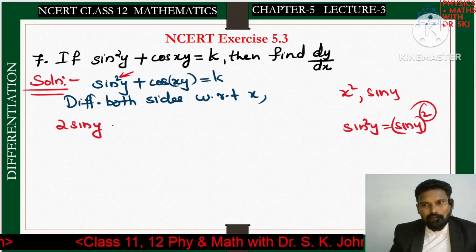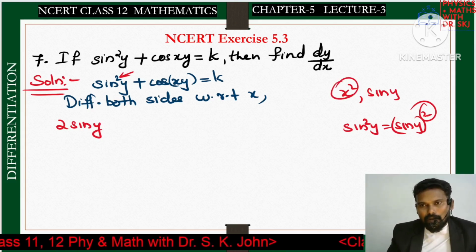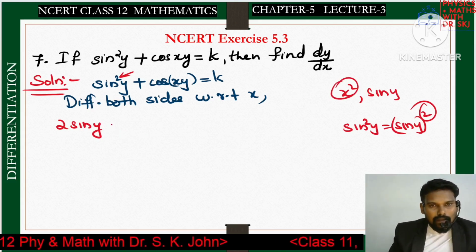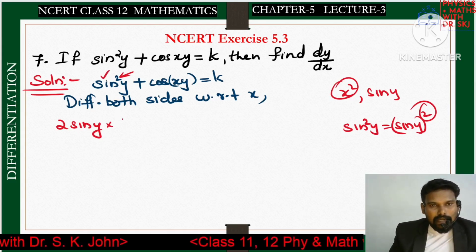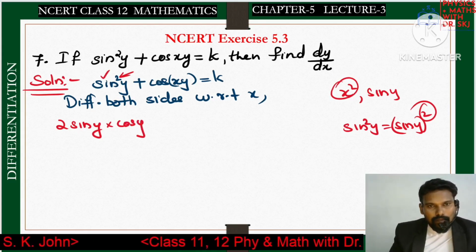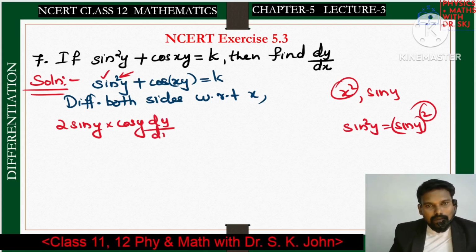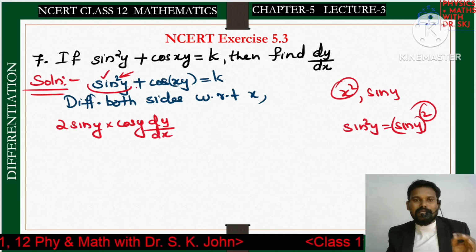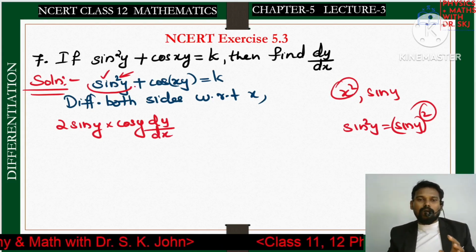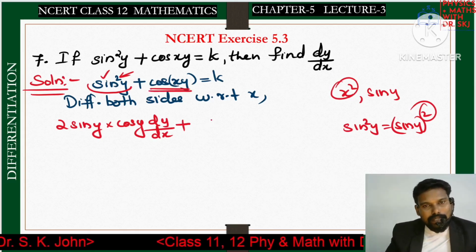So 2 sine y. The derivative of x square is 2x. So sine y square is 2 sine y. Then we have to differentiate sine. When we differentiate sine, it is cos y. Then we have to differentiate y, it is dy by dx. Okay, so the derivative of sine square y is 2 sine y into cos y into dy by dx. Plus here we have cos xy.